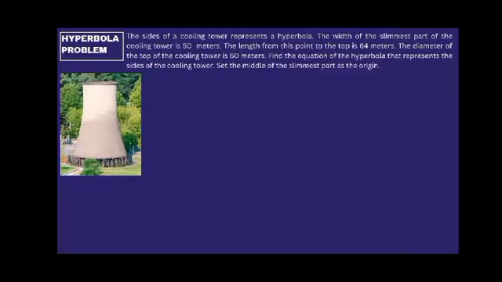The side of a cooling tower represents a hyperbola. The width of the slimmest part of the cooling tower is 50 meters. The length from this point to the top is 64 meters. The diameter of the top of the cooling tower is 60 meters. Find the equation of the hyperbola that represents the sides of the cooling tower. Set the middle of the slimmest part at the origin.